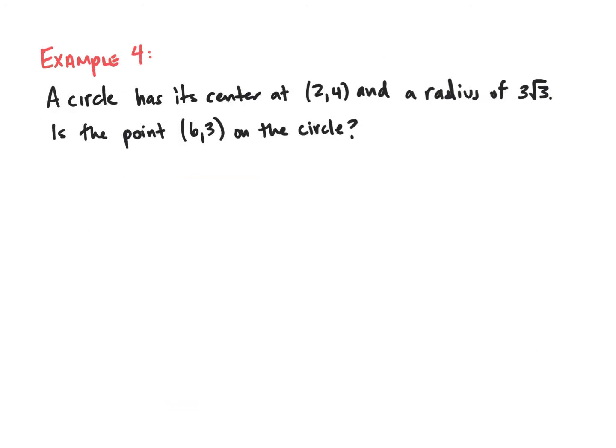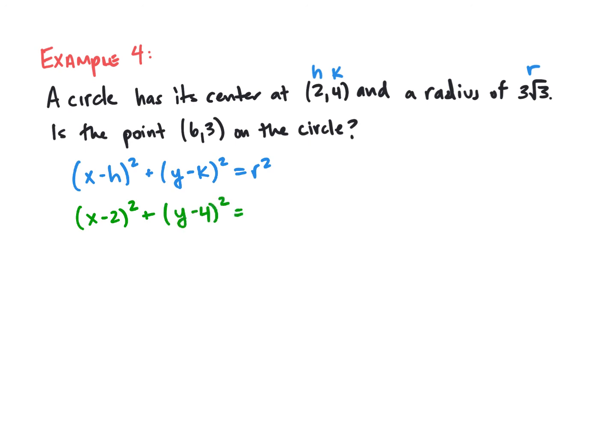Let's do another one like that last one that we just did. So we have a circle with a center at 2, 4. So center is no longer at the origin. Its radius is 3 root 3. And we have to check and see if the point 6, 3 is on the circle. So we're going to start off by writing out our template for the equation of a circle. I'm going to look at this and say that's h, that's k, and that's r. And now I'm going to write the actual equation. It's going to be x minus 2 quantity squared plus y minus 4 quantity squared equals 3 root 3 squared.